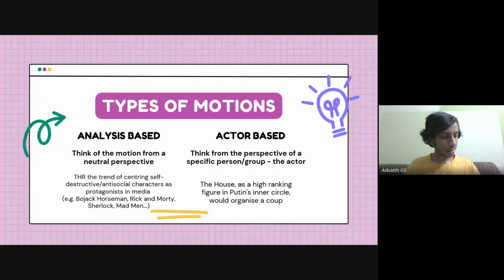So an actor-based motion is basically one where you have to think from the perspective of a specific person or group. I'm sorry if this sounds repetitive. You have to look at only their benefits, only their motivations, only their harms, or what do they want, right? Only them. In the case of an analysis-based motion, you're thinking about the entire world. How is the entire world benefited or not benefited? In actor-based, you're only thinking about the specific person. In this example, a high-ranking figure. You have to think only about the high-ranking figure and nobody else. Is that clear?